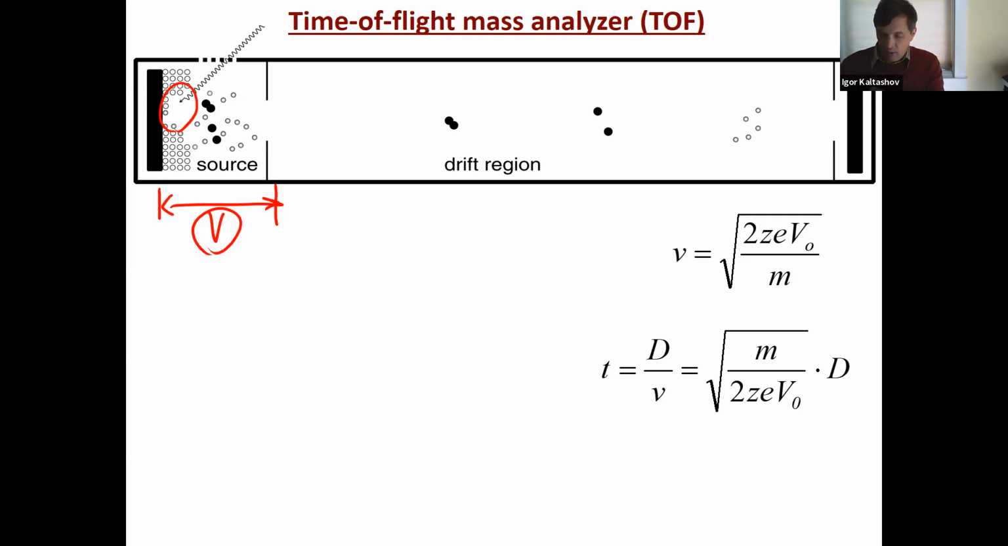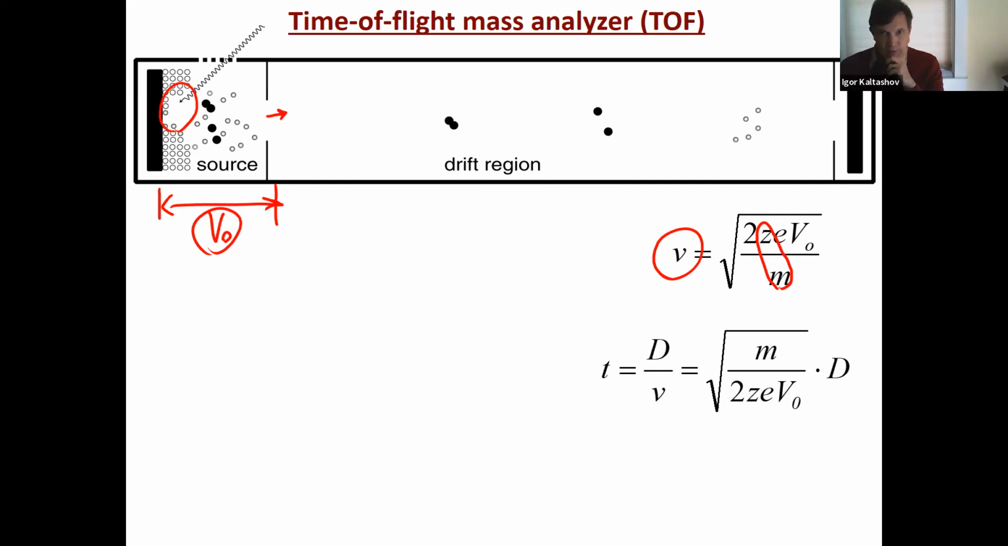And upon exiting this region, they would have this velocity. The velocity of each ion would be uniquely determined by the accelerating potential, V0, which is something that we can control, and the mass to charge ratio of our ion. This is just a very simple mathematical rearrangement of the formula that I had on the previous screen.